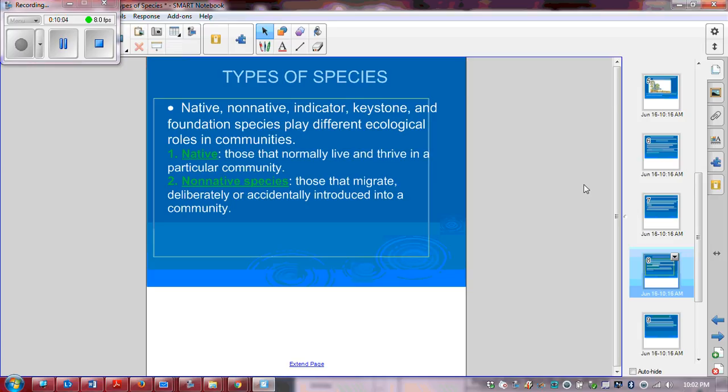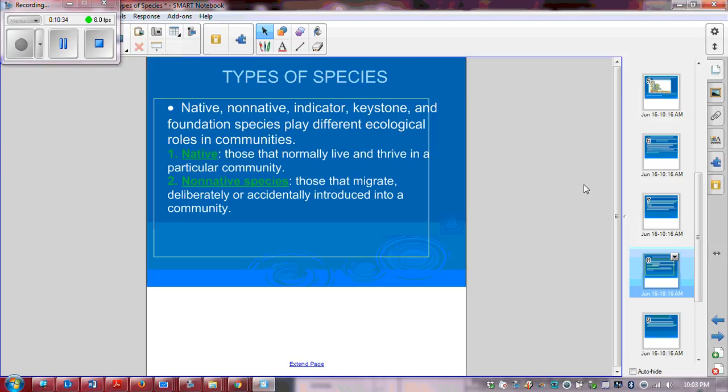So when we talk about native in our desert Southwest area, the saguaro cactus is a native species. Our chollas and our prickly pears and our cactus wren and our Harris hawks and the bald eagles, those are organisms that were here. They evolved here on their own, or they migrated here on their own. They were not brought in by people.